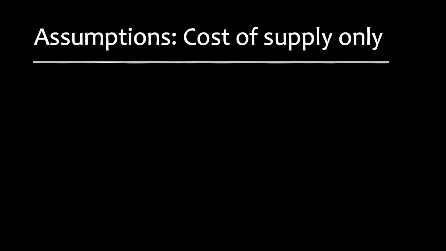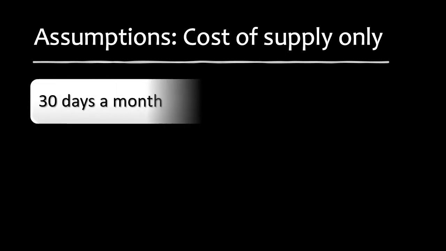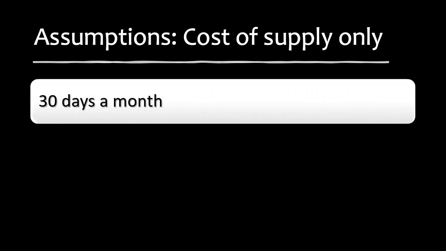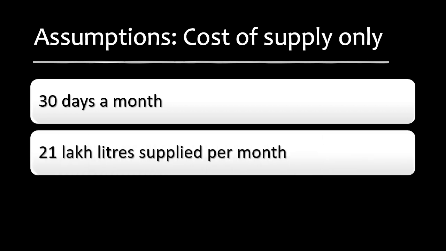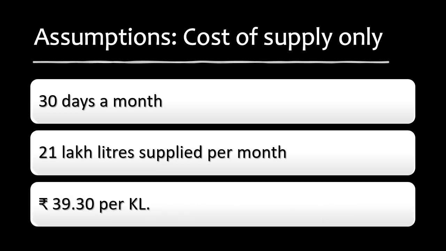Let us now take a look at the assumptions on which these calculations are based. The calculations are based on 30 days in a month, supplying 21 lakh liters of water every month, and the cost works out to 39 rupees and 30 paisa per 1000 liters.